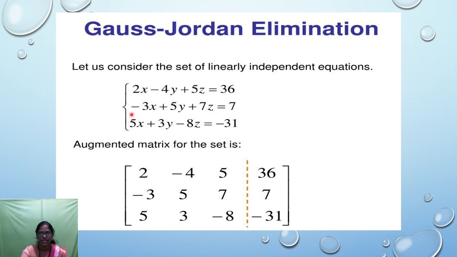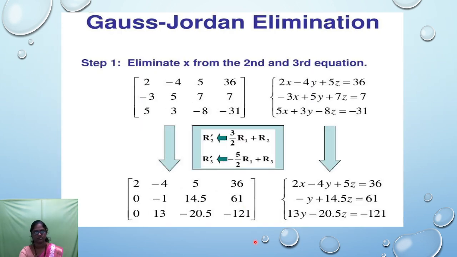First we need to write the coefficients into the augmented matrix. That is 2, minus 4, 5, 36. Minus 3, 5, 7, 7. Okay. Check here. 5, 3, minus 8, minus 31. Okay. This is the coefficient of x. This is the coefficient of y. This is the coefficient of z. This is the constant.